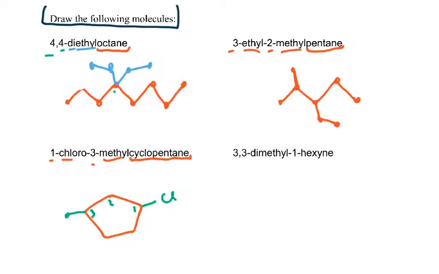All right, so remember that those numbers are the address. It tells you what carbon it's on. It doesn't mean that there are 3 methyl groups and 1 chlorine, right? It just means that there's 1 methyl on the 3 carbon.